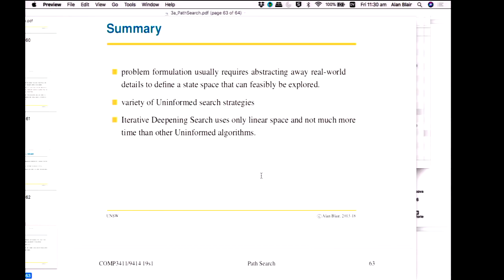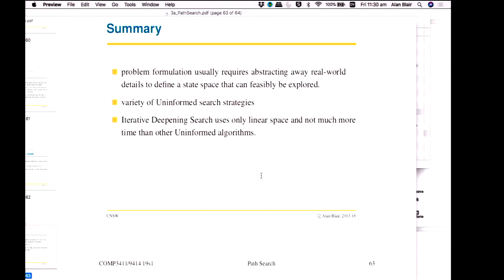What is M in DFS? That's the maximum possible depth of the tree. Okay. So I thought that was D. No, D is the depth of the shortest solution, which you might not know in advance. But M you probably know in advance. So if it's a graph and you're eliminating repeated nodes, it would be the number of nodes in the graph.